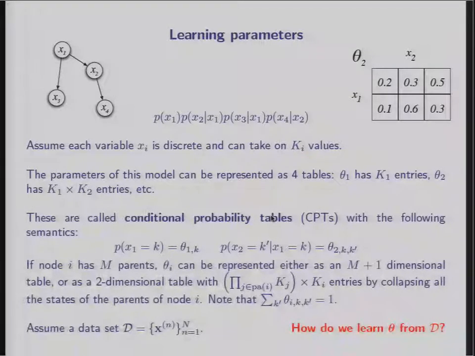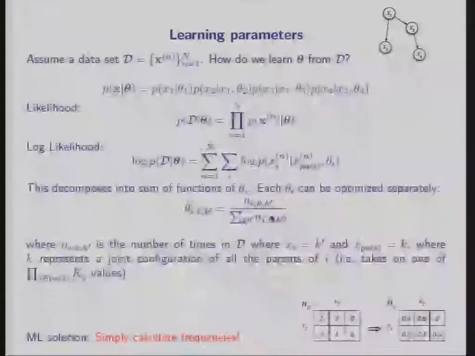So the question of learning parameters is, given a data set of observations of the states of these variables, how do we learn these tables from the data? How do we learn the parameters theta from the data D? Well, there are different ways of doing learning. Let's just look at maximum likelihood learning to start out with.